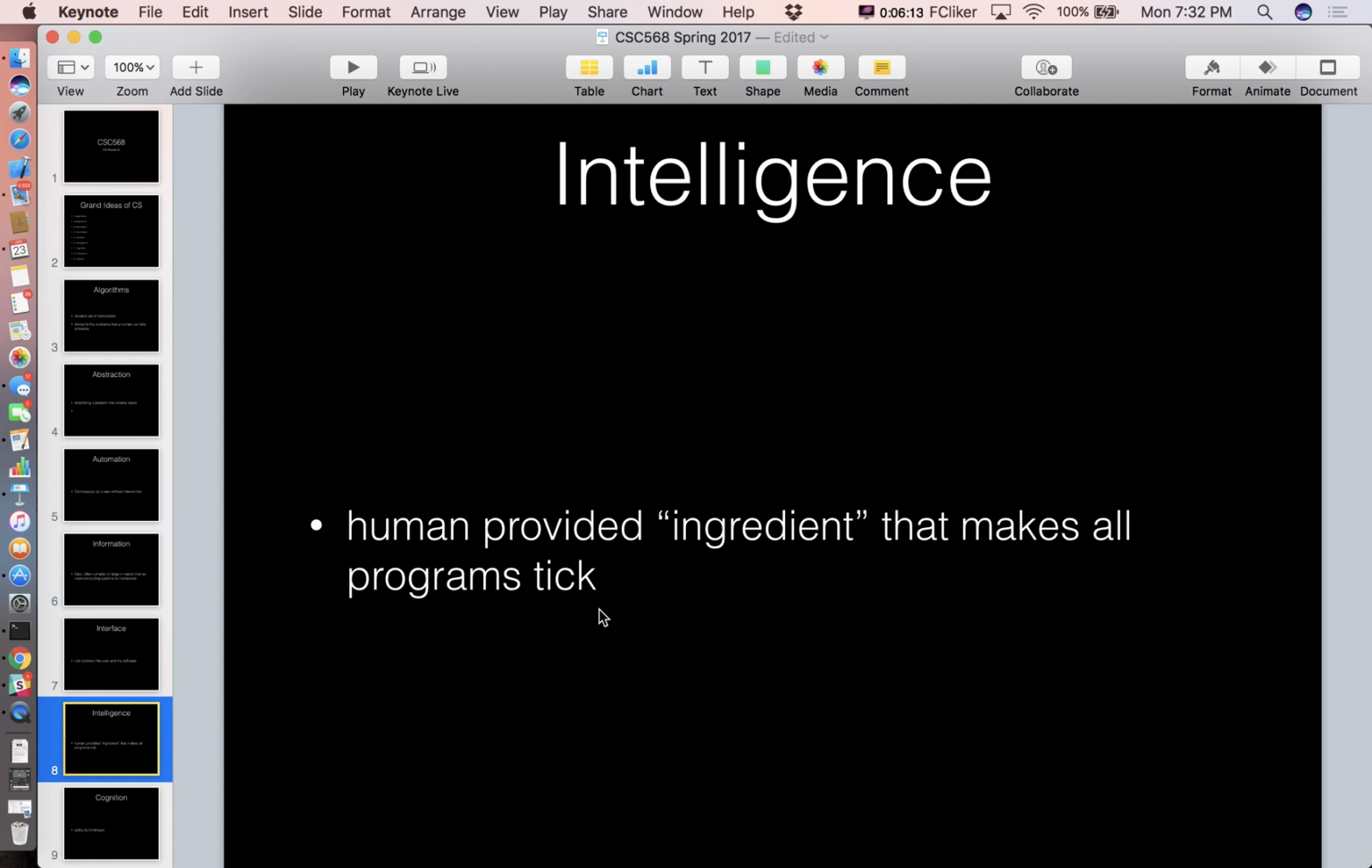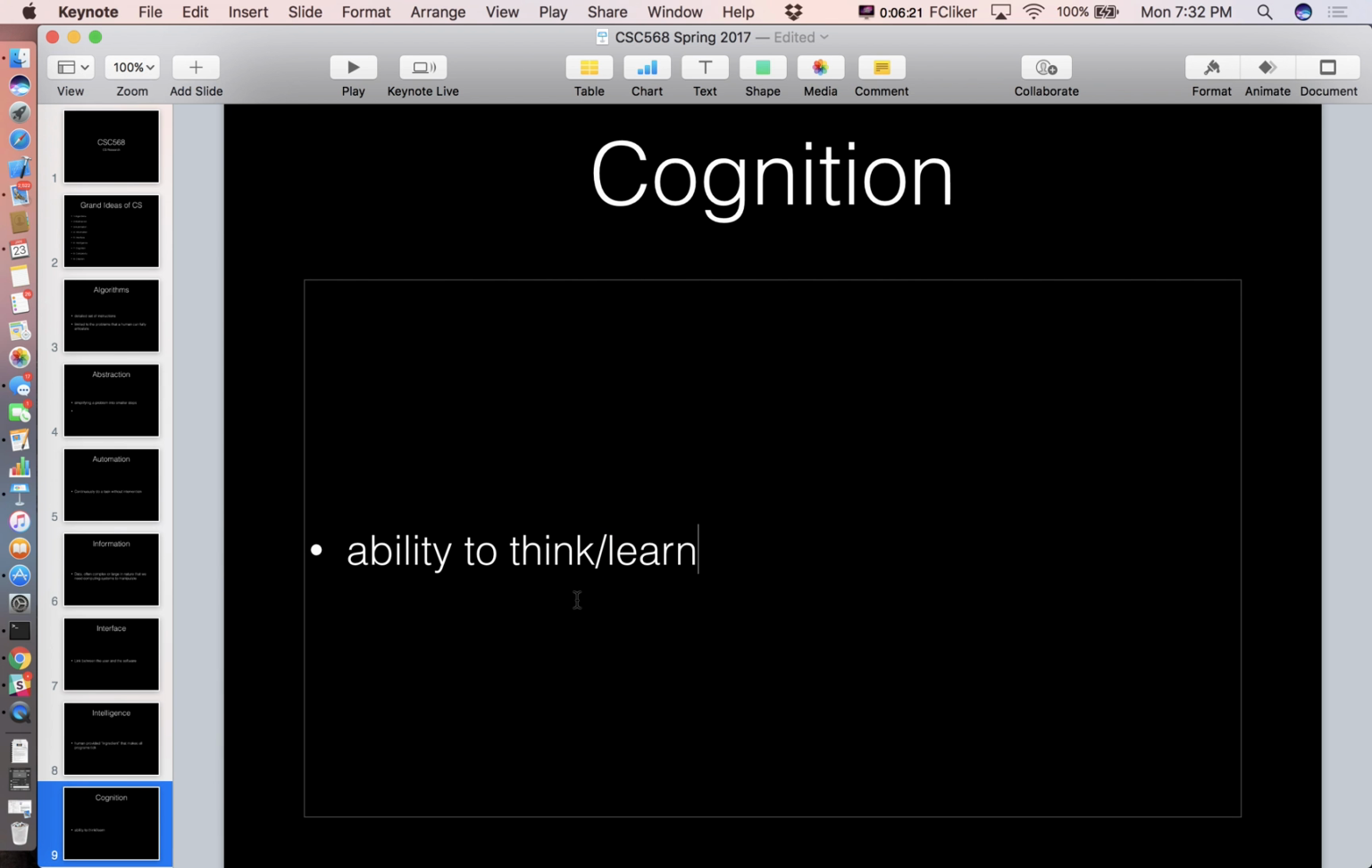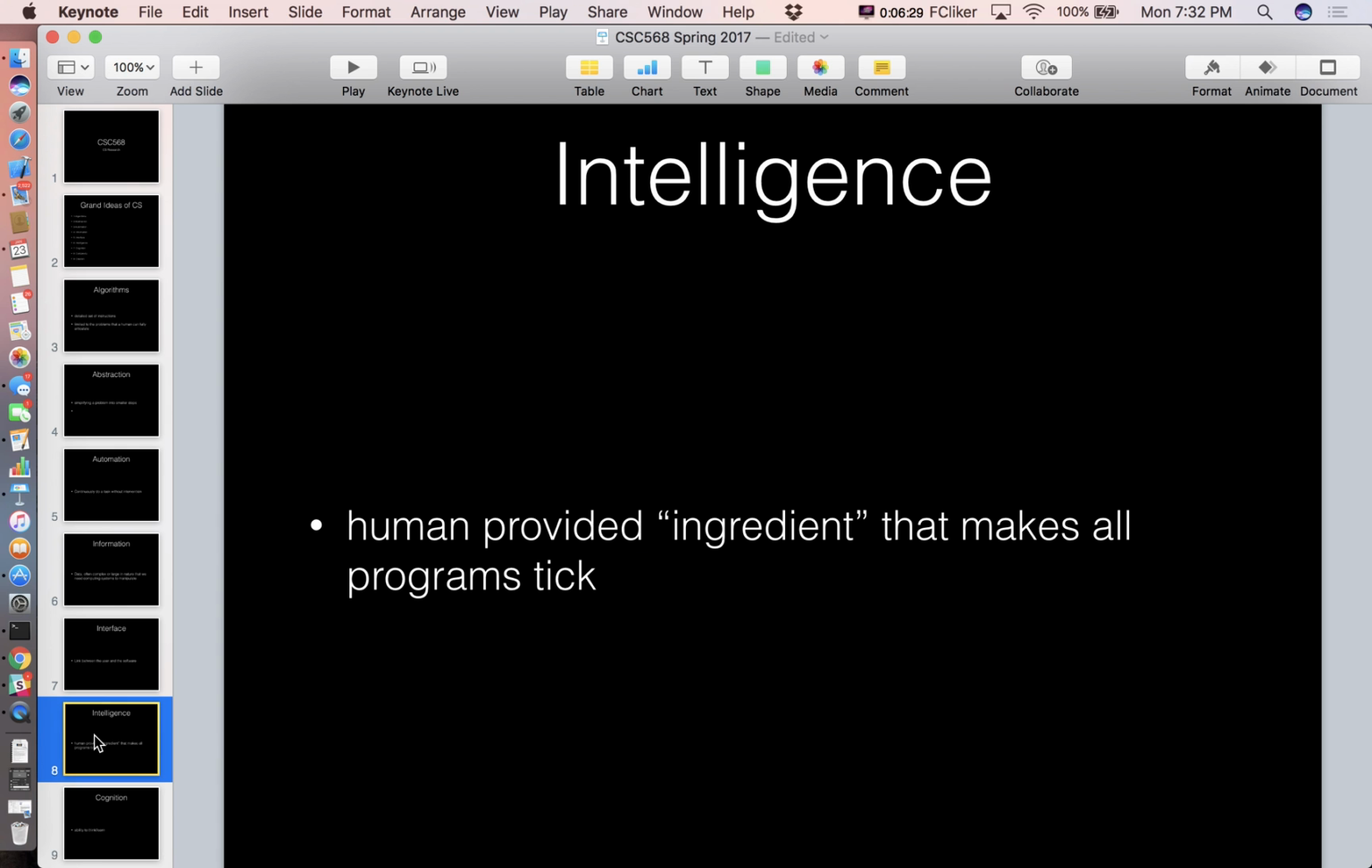Okay. Yeah, I like that. So let's see if we could, so can we come up with an equivalent to that on the intelligence side?